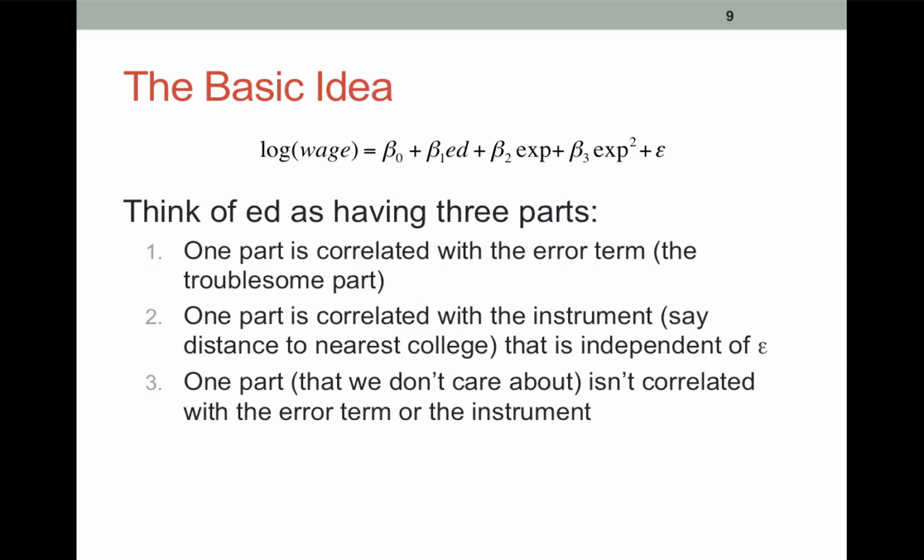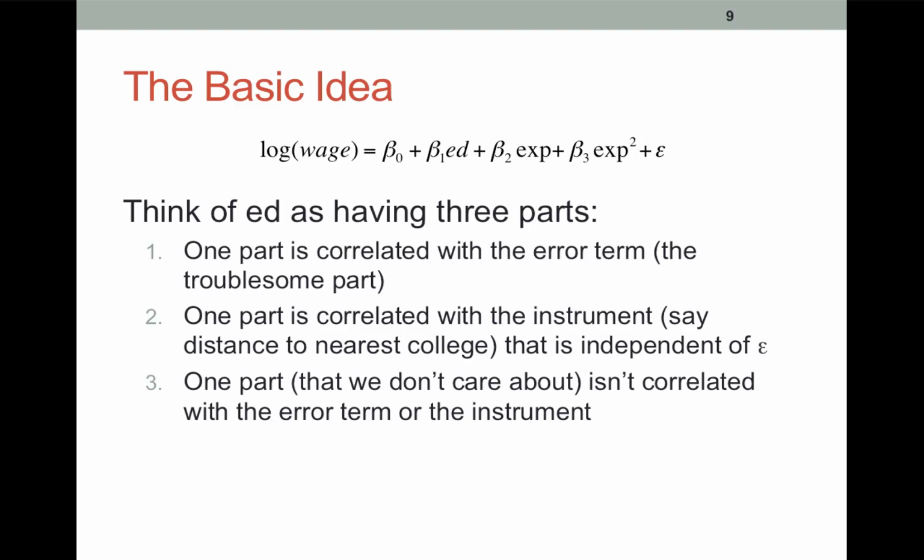So let's go back to our returns to education example. We can think about education, the endogenous variable, as being composed of three different parts. The first part, the part we don't like, is the part that's correlated with the error term. The second part is the part that's correlated with the instrument, say distance to nearest college. That is, the part that is induced by being close to a college or not being close to a college, since we're considering that to be independent of the error term.